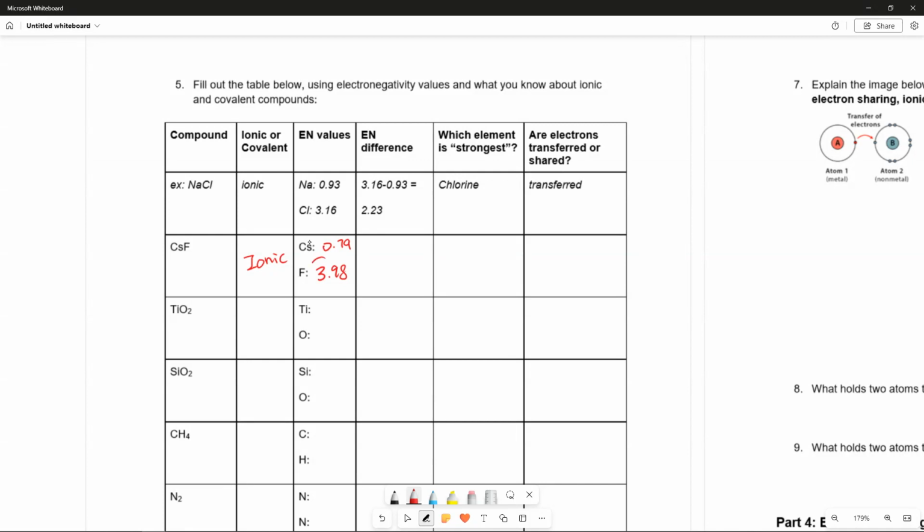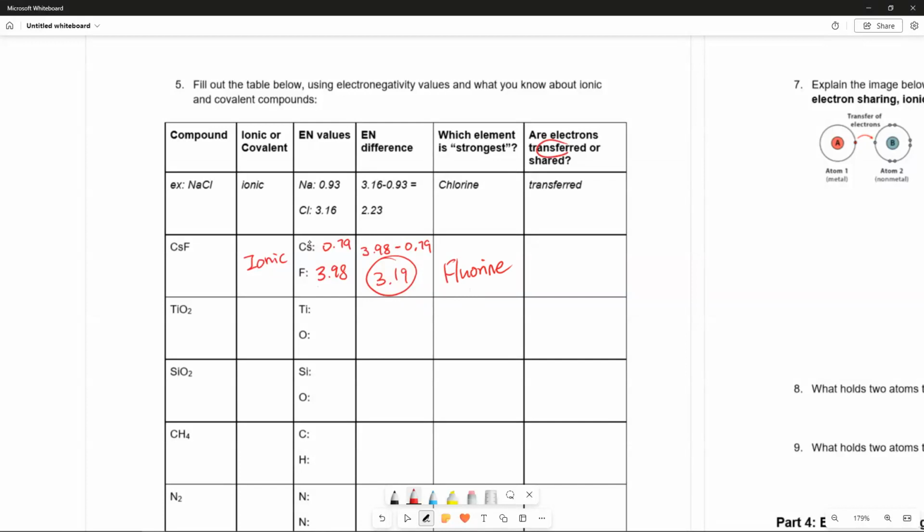So you always subtract the largest with the smallest because you don't want a negative difference. 3.98 minus 0.79 is 3.19. And which element's the strongest? Well, compare the electronegativity values. Cesium has 0.79, fluorine has 3.98. Which one's bigger? Fluorine. And that's your answer.